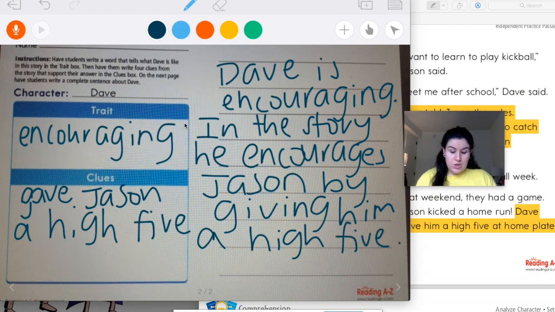So I took what I wrote over here, the trait and the clue, and I put it into one complete sentence to tell what one of Dave's traits is. Does that mean this is the only character trait that can describe Dave? Absolutely not. There's lots of other words we can use to describe Dave, and I'll show you one more example.